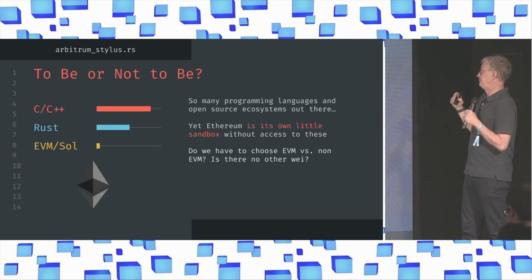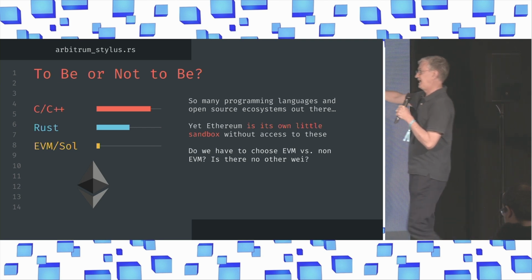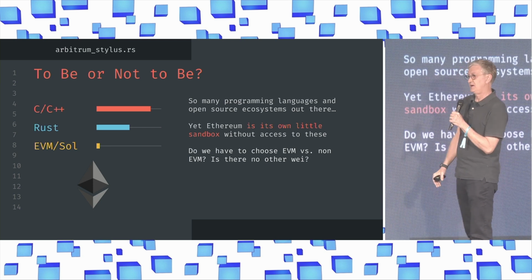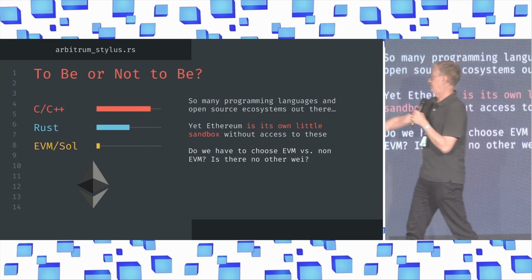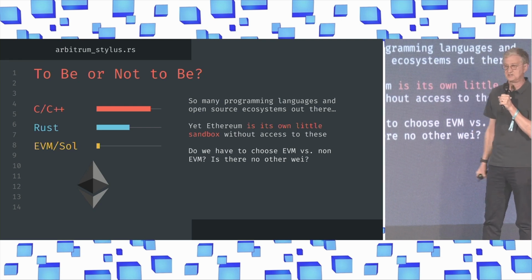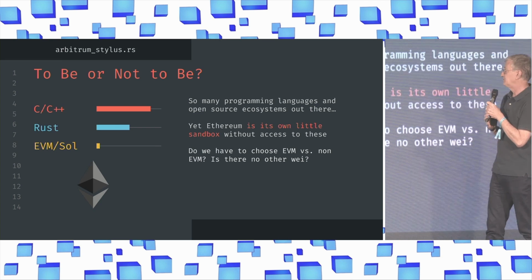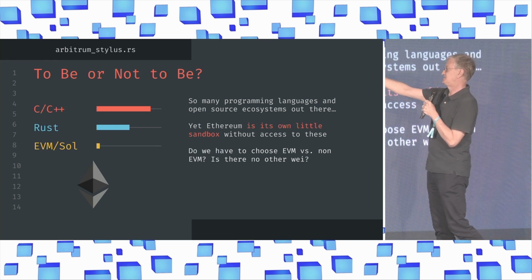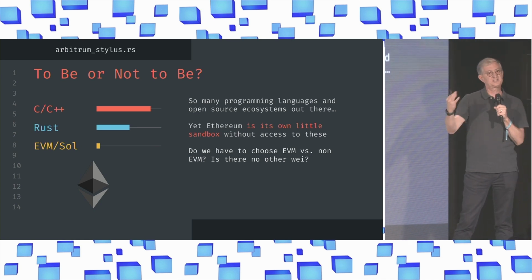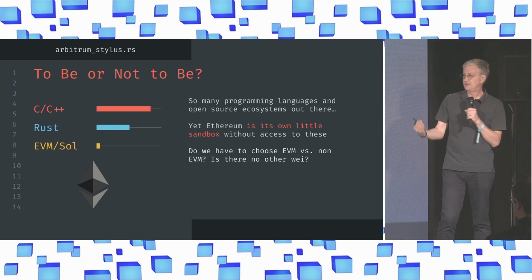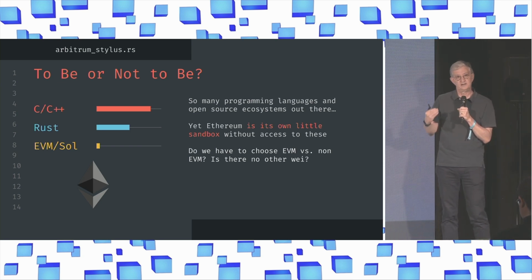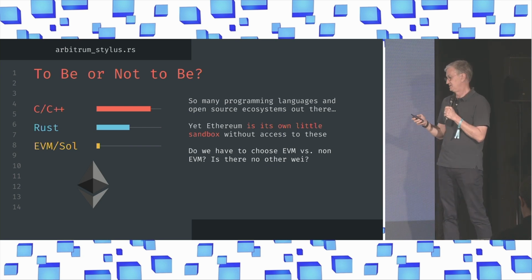One of the drawbacks of being in the EVM Solidity world is that it's a much smaller developer community. This bar graph shows the number of active developers in each of these programming languages and systems, with C and C++ being huge, Rust being pretty big, and EVM Solidity being smaller. This means fewer programmers available, less existing code available, and tooling that is less secure and less robust.